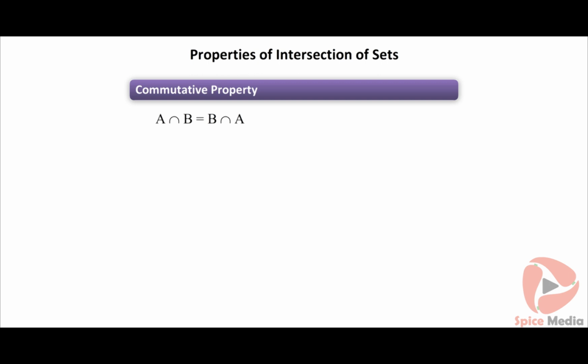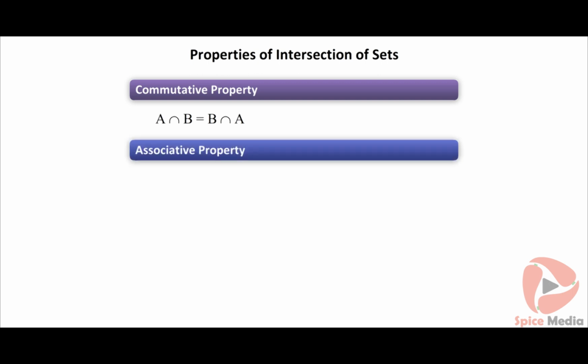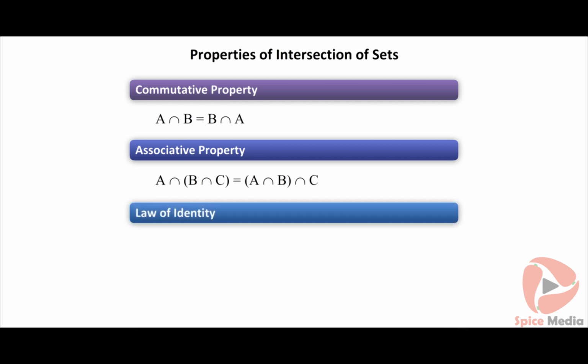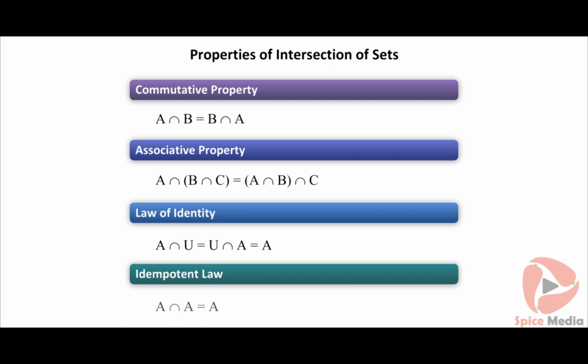Here are the properties of intersection of sets. Commutative property: A intersection B is equal to B intersection A. Associative property: A intersection B intersection C is equal to A intersection B intersection C. Law of identity: A intersection U is equal to U intersection A is equal to A. Idempotent law: A intersection A is equal to A.